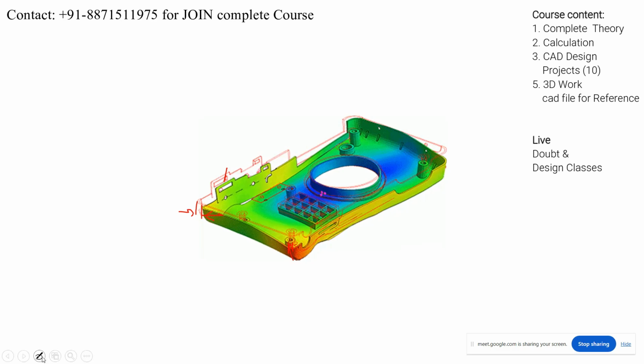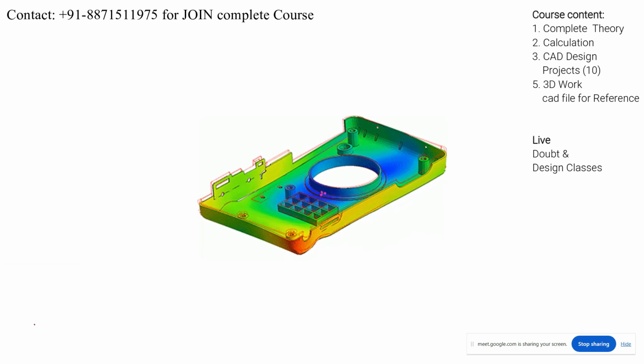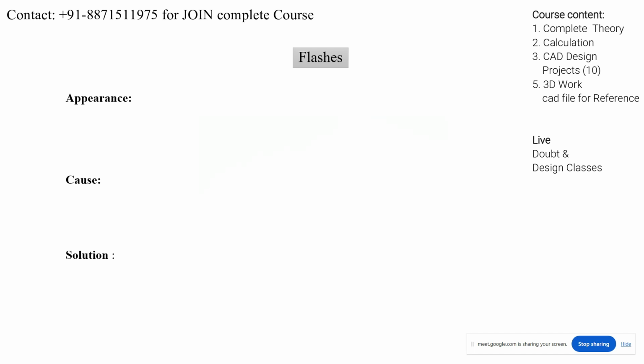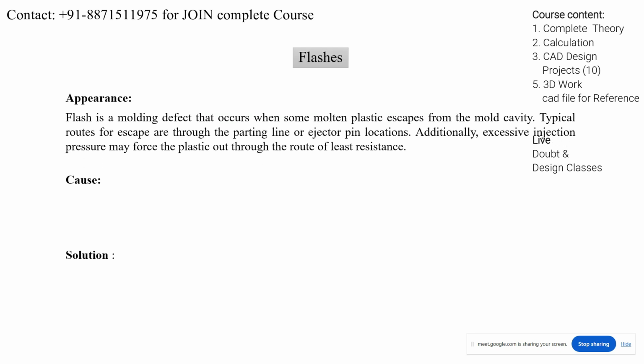right? Understood? So that's why, okay, flashes. Achha, what is the appearance of the flashes? The flashes is the molding defect that occurs when the molten plastic escapes from the mold cavity. Typically, the route of escape is through the parting line, right? So basically here I am talking about the escaping of the material from the parting surface, right or wrong? Okay. Excessive injection pressure may force the plastic out through the route of least resistance, right?